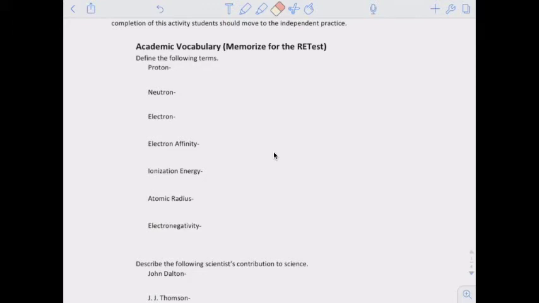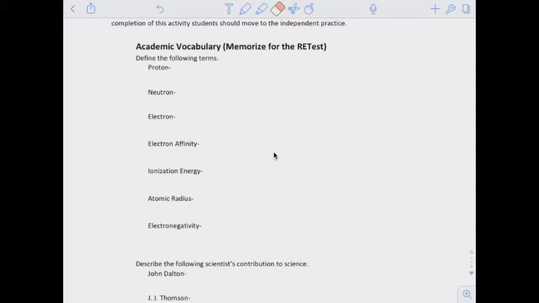The next term is electron affinity. Electron affinity is the ability for an element to pull electrons toward itself. It's the ability to remove an electron from another atom.